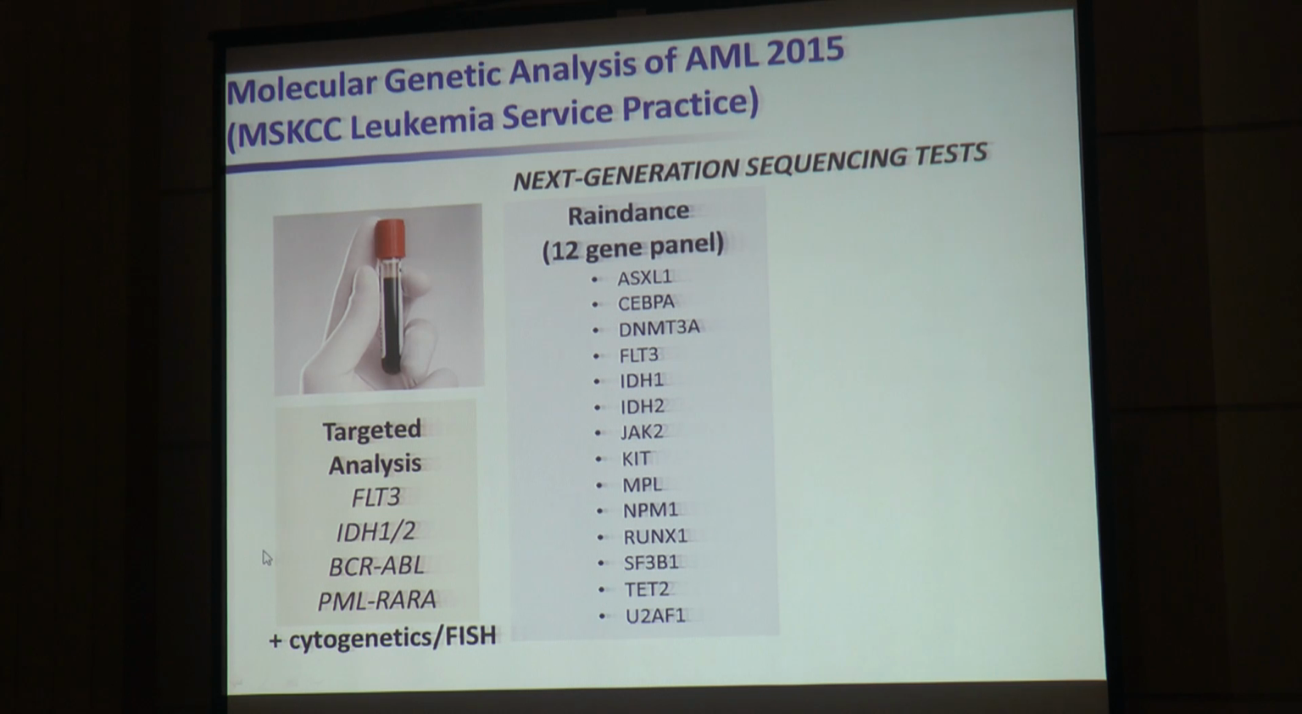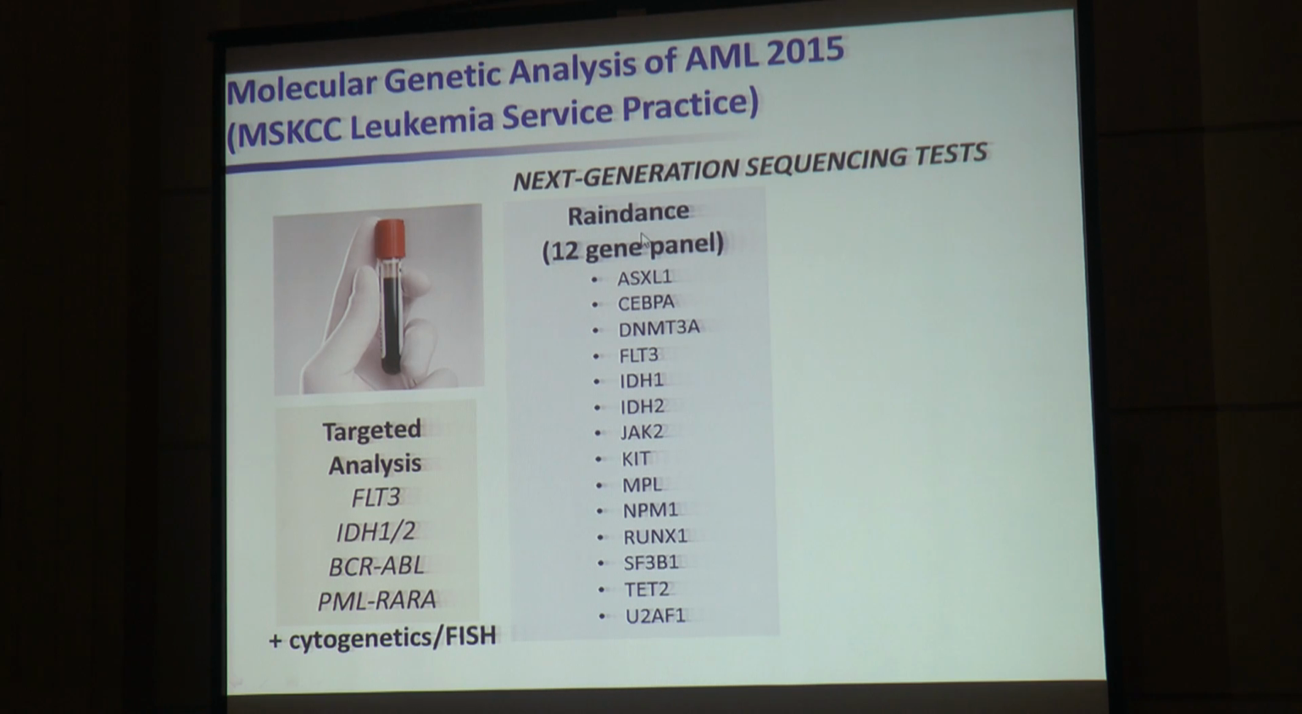And we do this on every new and relapsed AML. And we also, of course, do cytogenetics in FISH. We also send a more extended panel, and this returns about a week later for further molecular alterations that have prognostic relevance in MDS as well as AML.